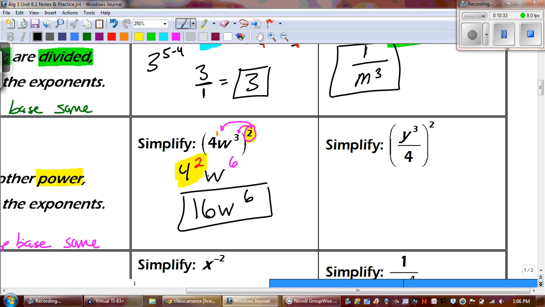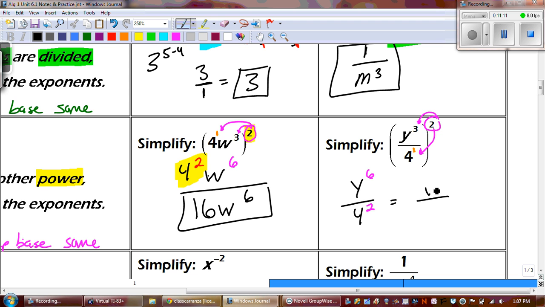Okay? All right, and let's do the next example. Now, I want to make sure, even with division, that 2, the exponent, belongs to everything. So I'm going to make sure that I put an exponent on the 4. And now we're going to distribute that. Okay? So I have a y, and then I have a 4. 3 times 2 is 6, and 1 times 2 is 2. Okay? We can simplify that.